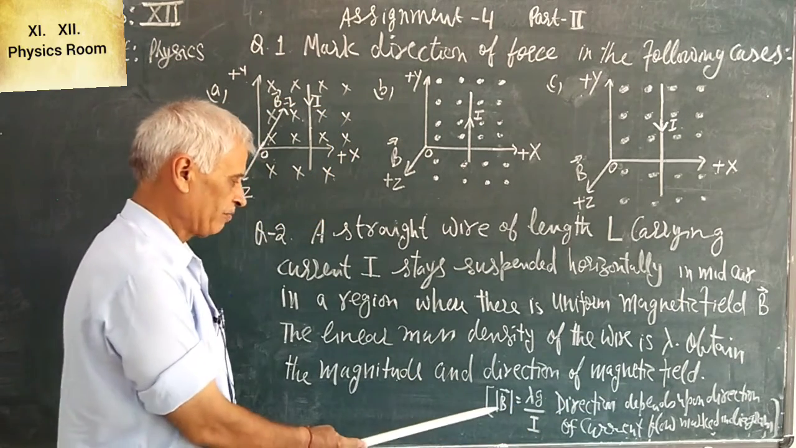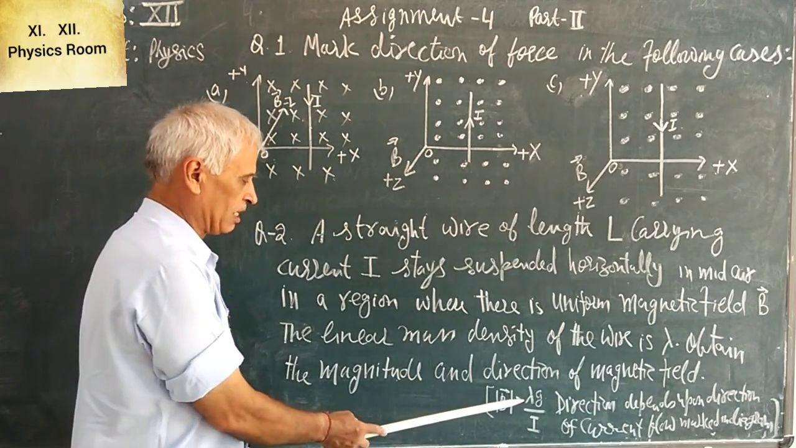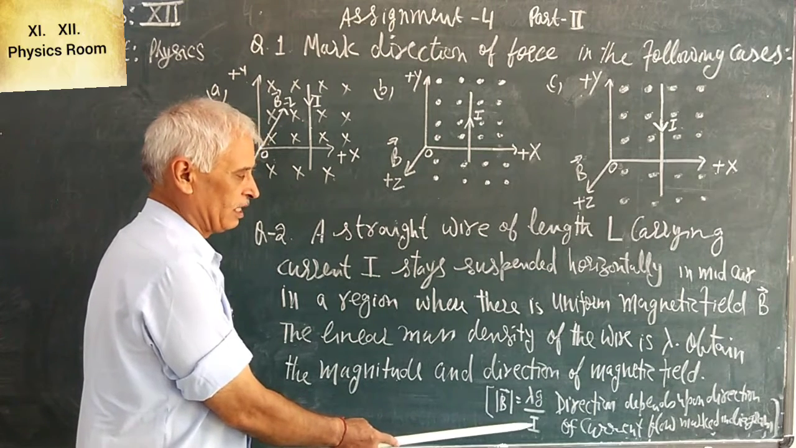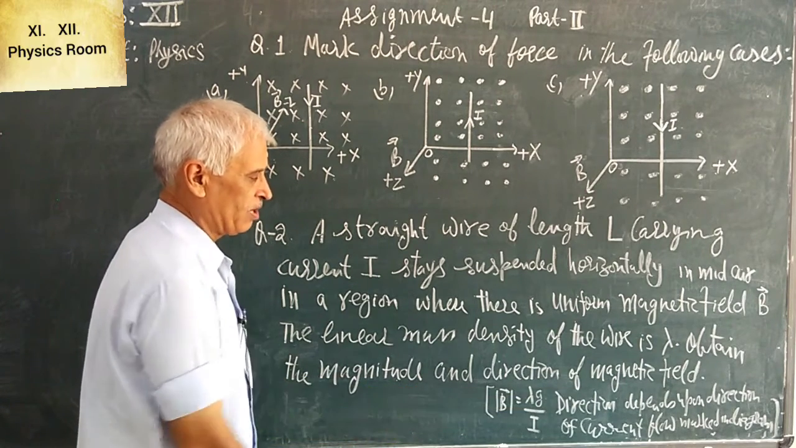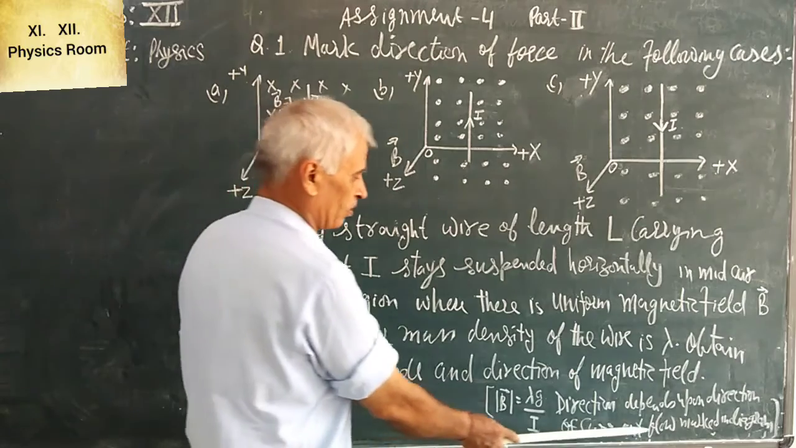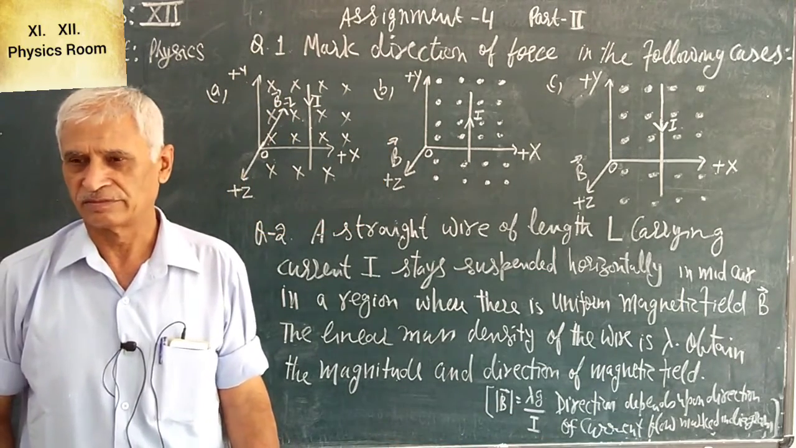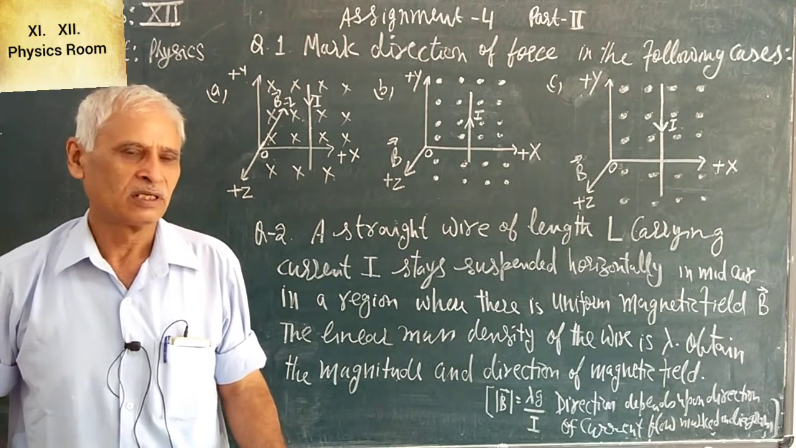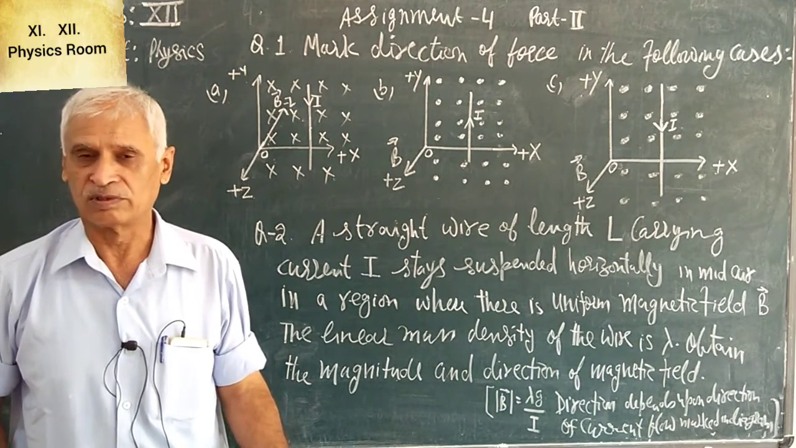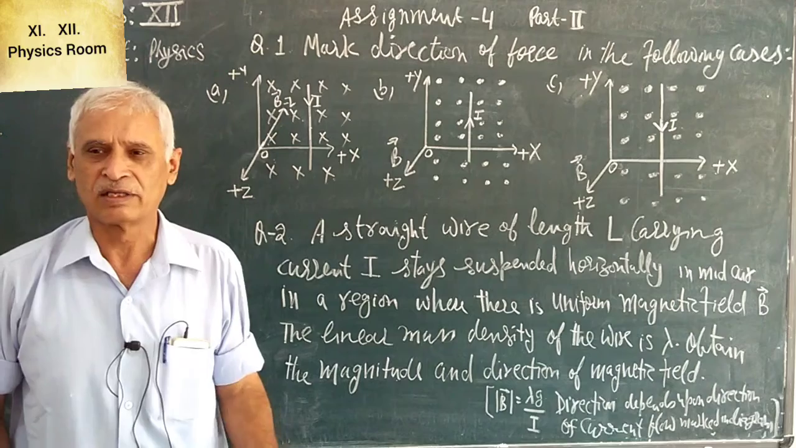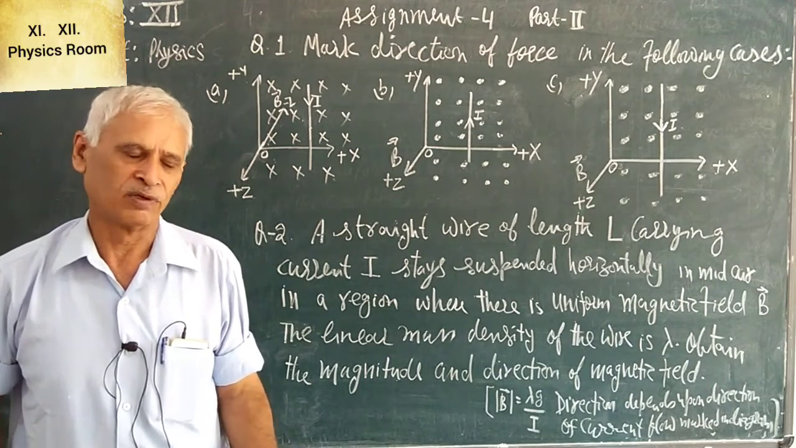Your answer should be magnitude lambda g by I and direction depends upon direction of current flow as marked by you in the diagram. Field may be directed inward or field may be directed outward. It depends upon how you mark the direction of current flow.